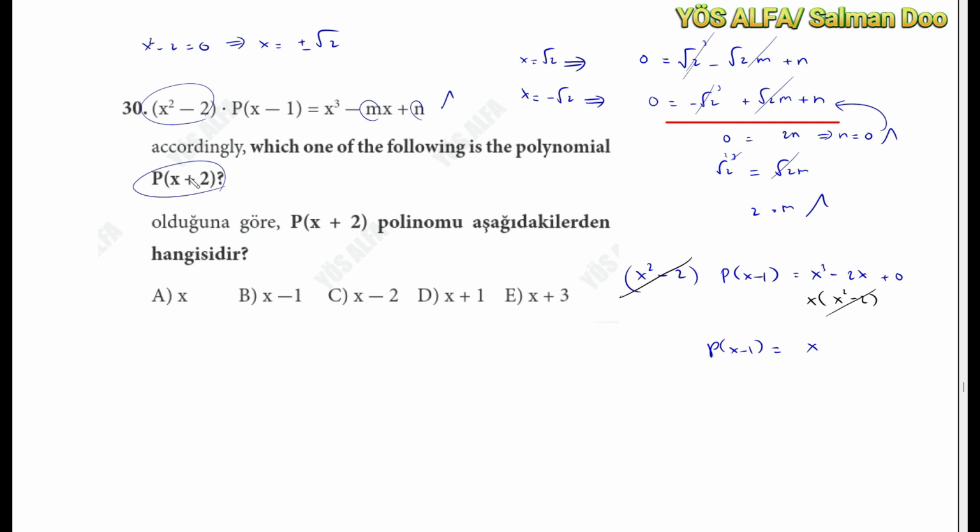So we're asked to find p of x plus 2. To get p of x plus 2, I'm going to equate this thing with x plus 2 and find out x. So x minus 1 is equal to x plus 2. That means x is equal to x plus 3. So now let's substitute this into this equation. So we have p of x plus 2 is equal to, since we are substituting x is equal to x plus 3, on the right hand side of the equation we have x plus 3. So that's our answer.